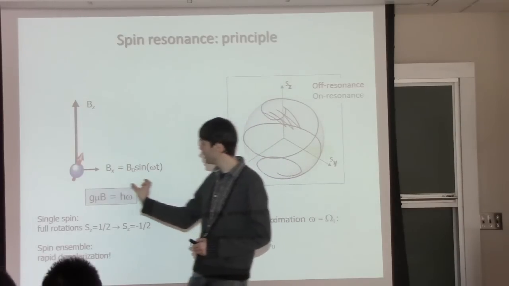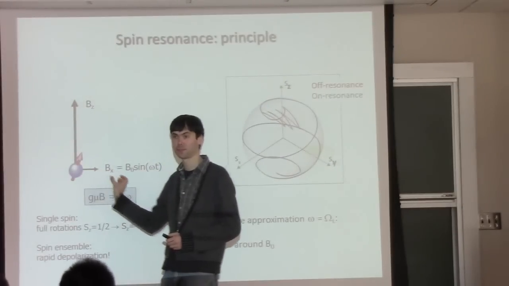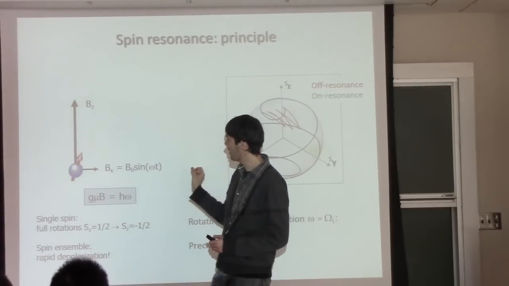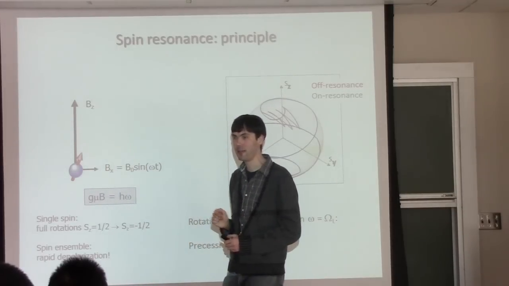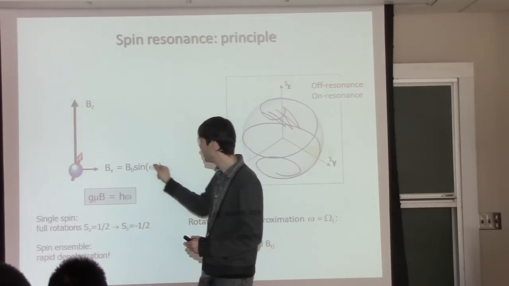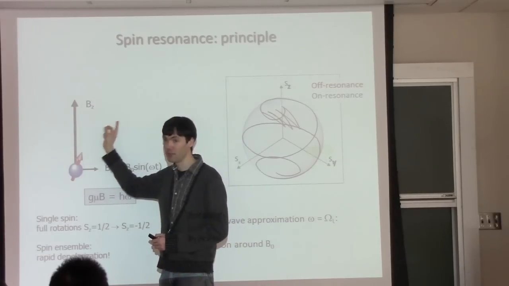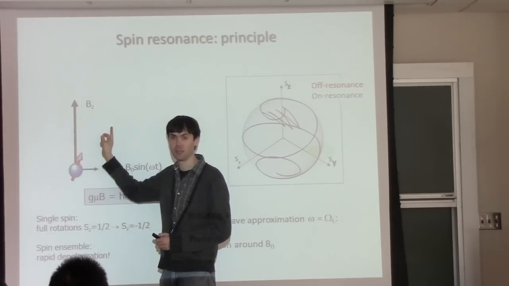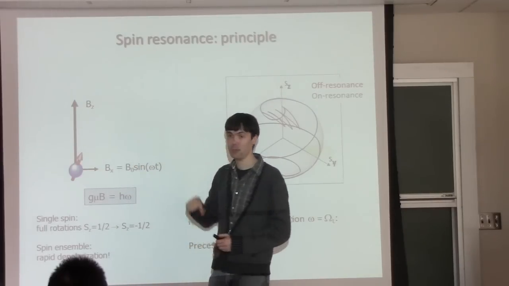Turns out if I apply just a tiny field perpendicular to the large field, but then I make it oscillate as a function of time, and I do that on resonance, which means that I match the frequency of this oscillating field to the spin precession frequency in a large field, to the Larmor frequency, if I do that, I can induce spin rotations.